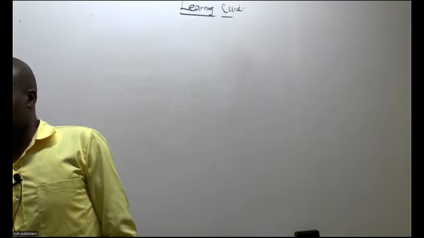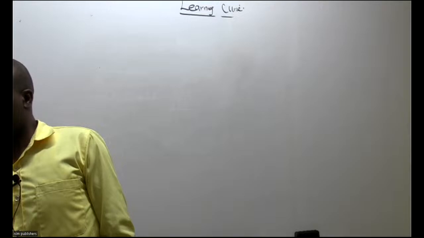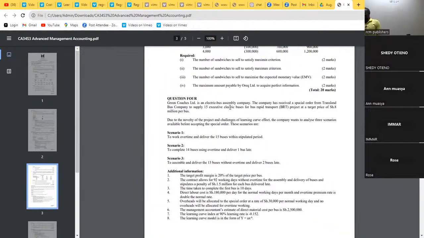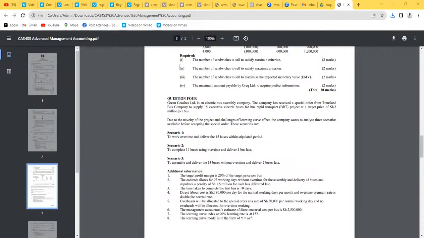Let's see what is presented to us there. So we are being told that Green Coaches Limited is an electric bus assembly company. The company has received a special order from Transland Bus Company to supply 15 executive electric buses for the bus rapid transport project at a target price of shillings 8 million per bus. A target price, that is the selling price.